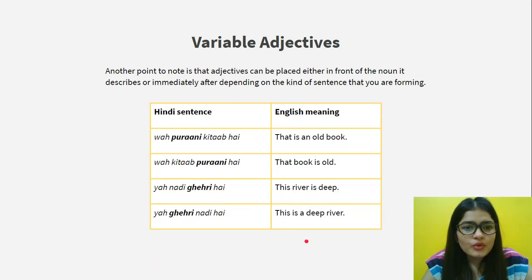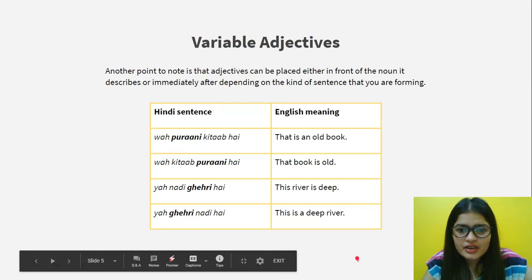Another point to note is that adjectives can be placed either in front of the noun they describe or immediately after it, depending on the kind of sentence that you are forming. Let us look at an example for better clarity. That is an old book. What is the adjective in the English sentence? Old. वह पुरानी किताब है.